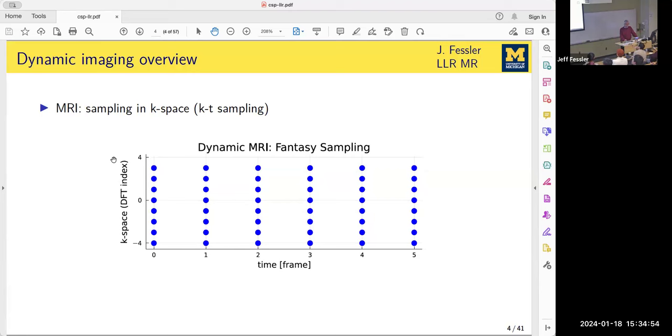You will see pictures like this in some papers about dynamic MRI, pretending that at every point in time, we collect a whole bunch of samples at different points in k-space. But this is the fantasy. This is not how actual MRI sampling works.